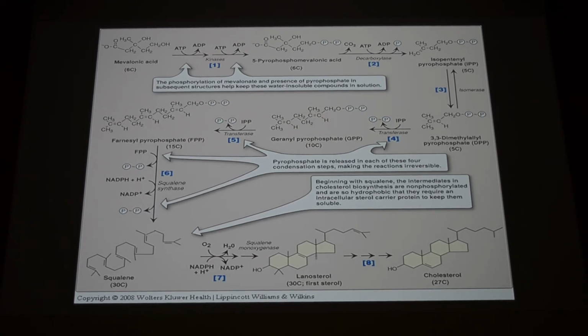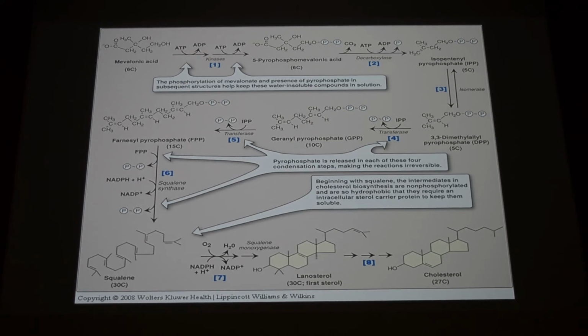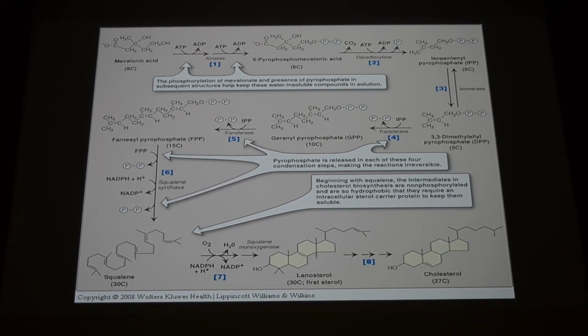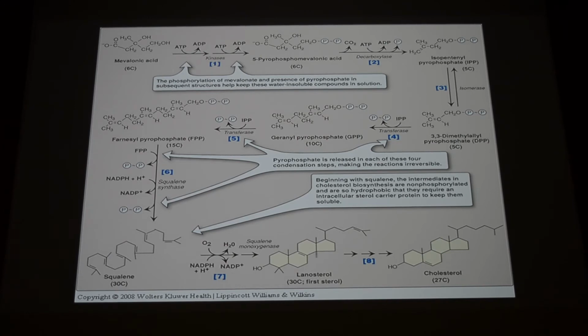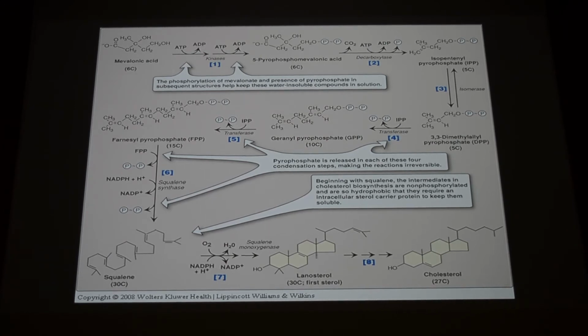Do I need to go over what you have to study in this pathway, or is it clear? You didn't get it? Oh my God. Looks simple. It looks easy.